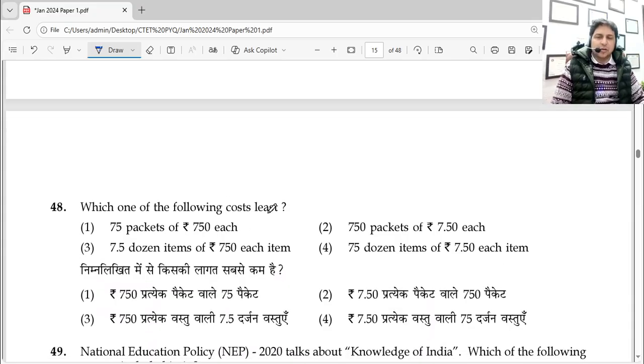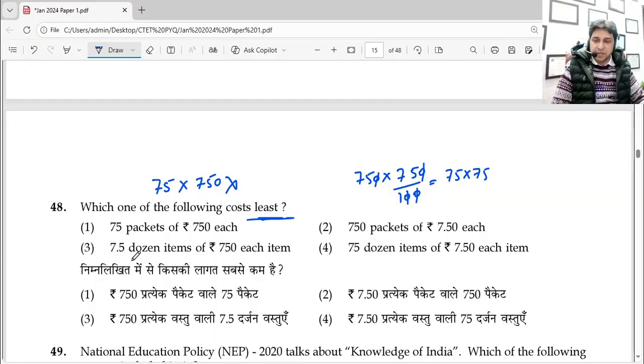Look at the next one, number 48. Which one of the following costs least? Now this is 75 packets of 750 rupees each. Number 2 says 750 packets of 7.50, that means 75 by 10, so this is 75 into 75. Of course this is not the answer because this is not the least. We have to find out the least. Now this is 7.5 into 750.